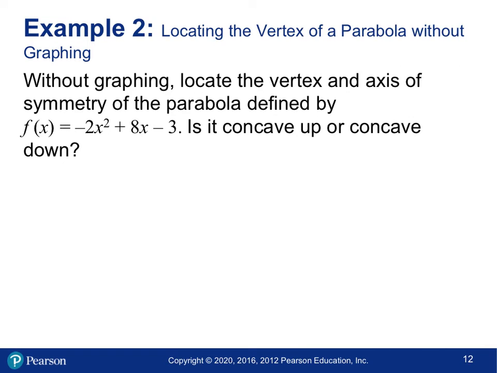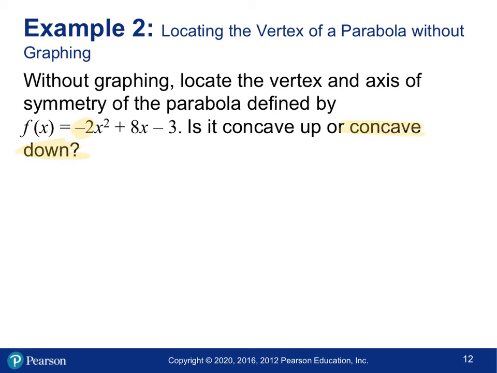Okay, so for example 2, without graphing, locate the vertex and axis of symmetry of the parabola defined by that. Is it concave up or concave down? Well, the first thing I'm wanting you to notice is that because a is negative 2, then I know it's concave down. So that's the easiest part right there.